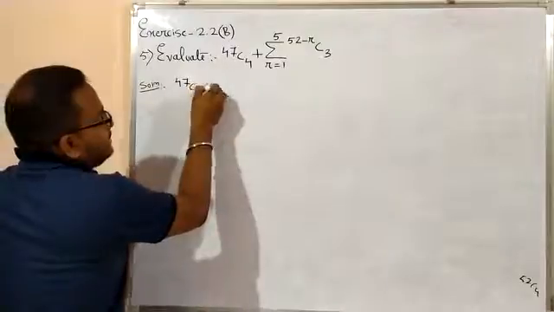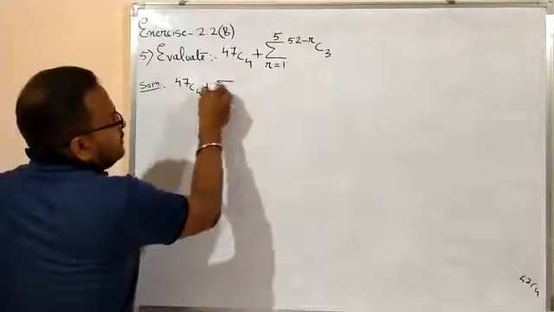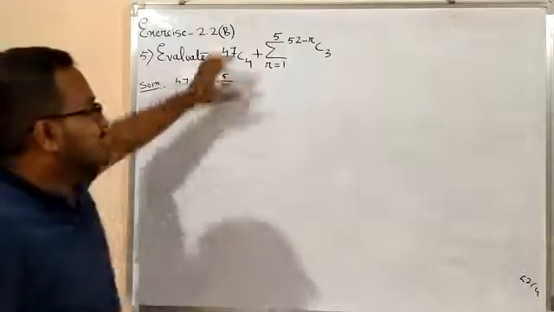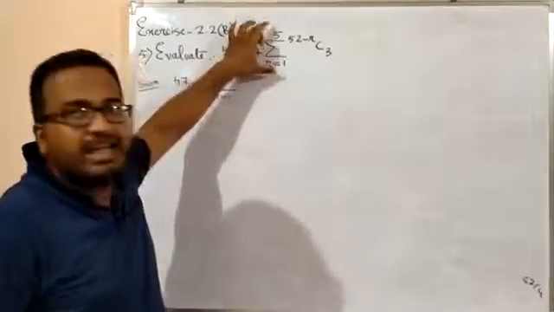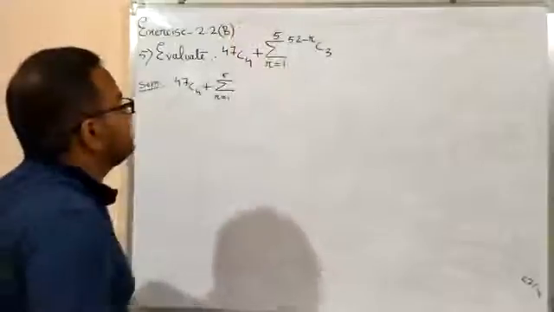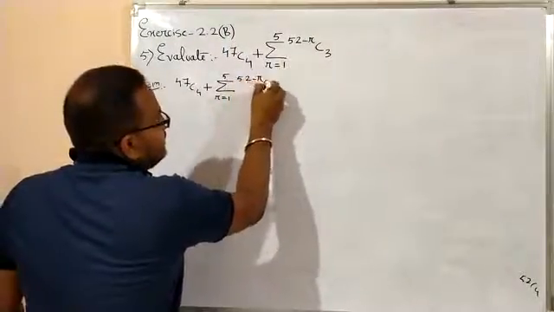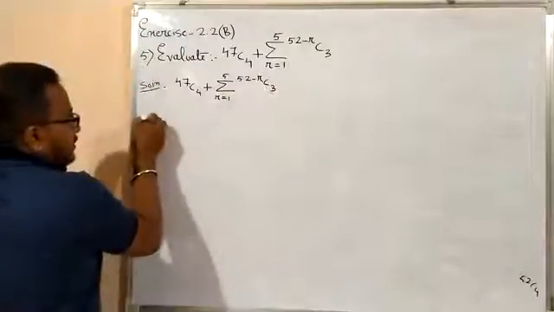47c4 plus summation r goes from 1 to 5. You know this, the meaning of this symbol is called summation, addition. 52 minus r c3.